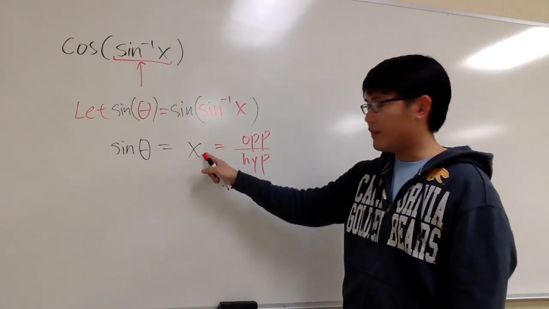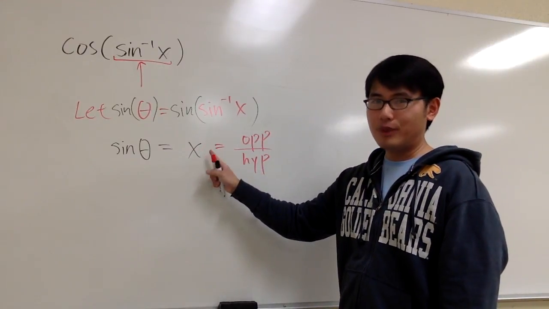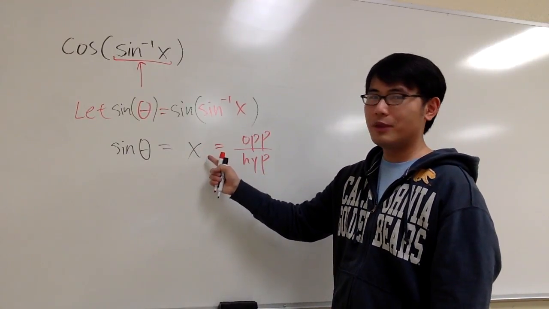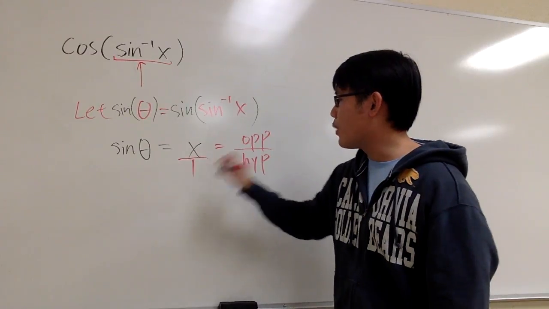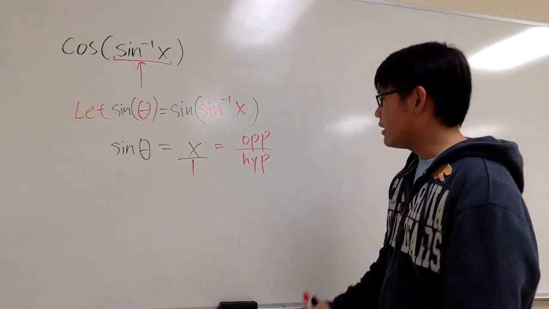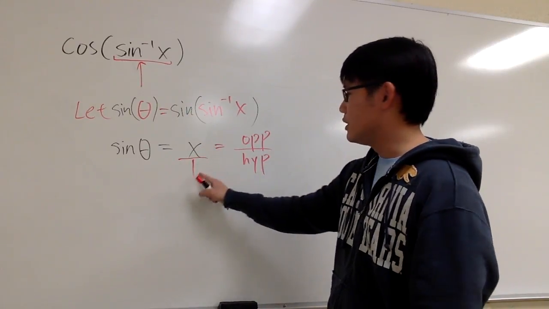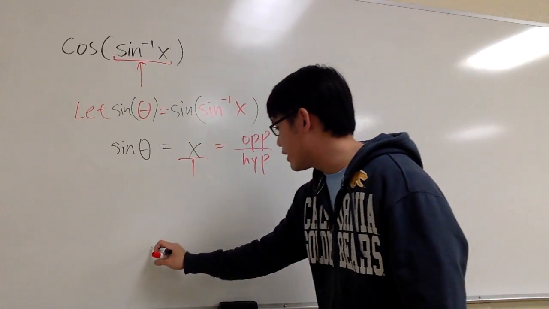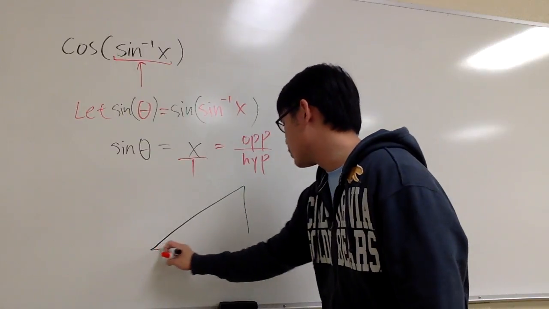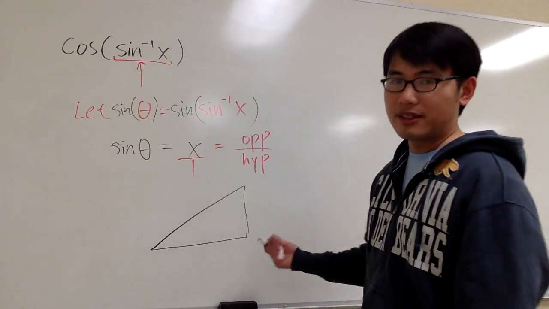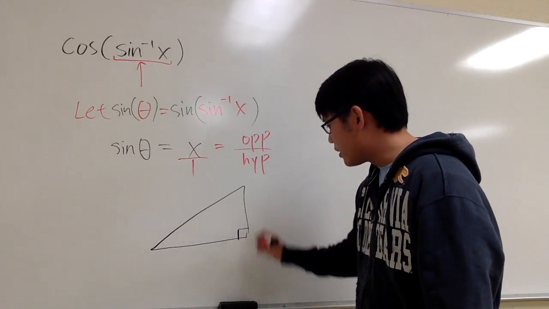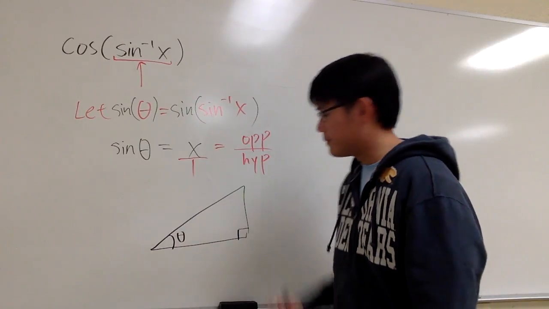However, here we only have x. This is not a fraction, but we can totally make this into a fraction. We can look at x as x over 1. So this way, we know the opposite side is x, and the hypotenuse is 1. And then we draw the right triangle this way. And you should just always draw the right triangle this way, so you can be more consistent. Put the right angle here, and put the angle here.